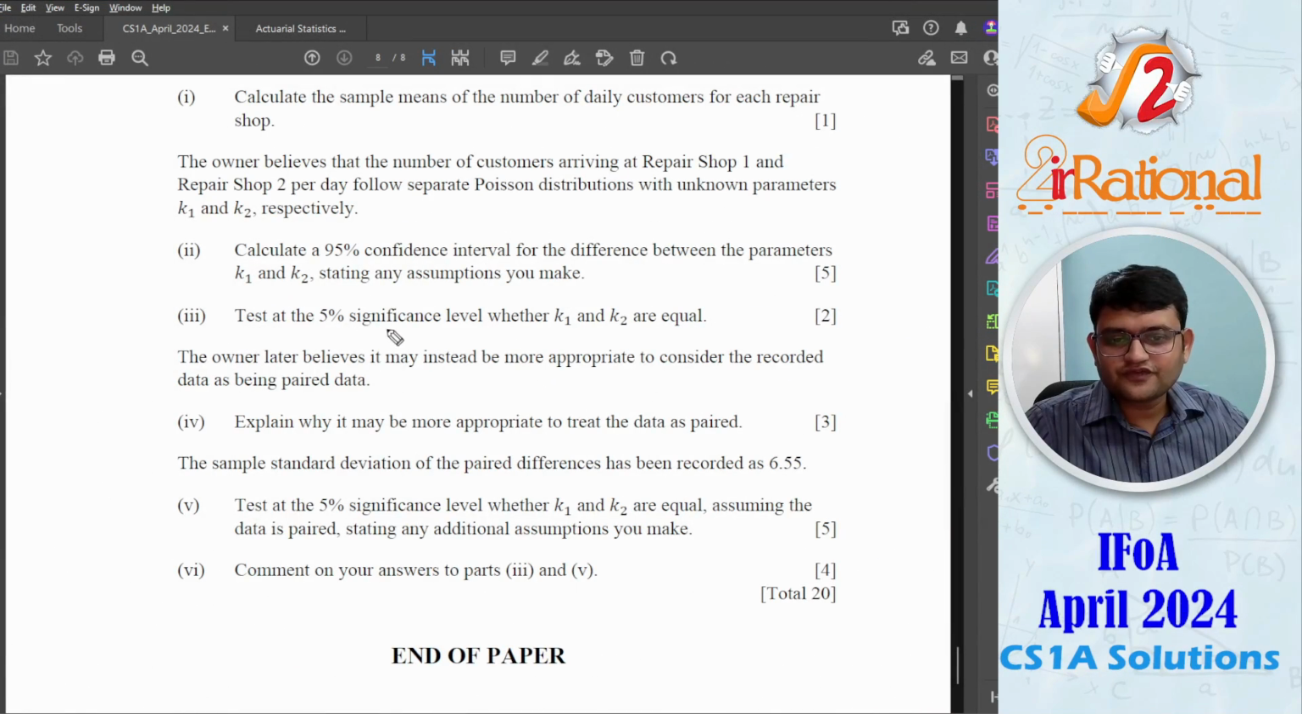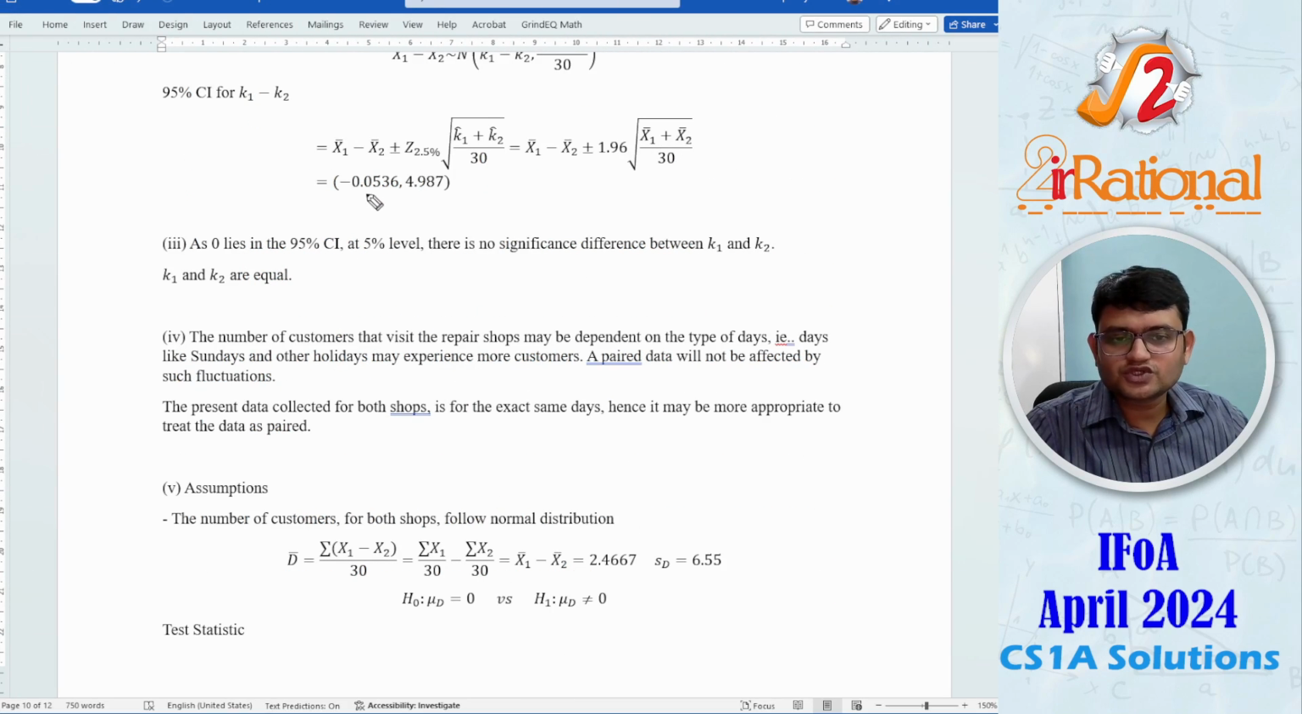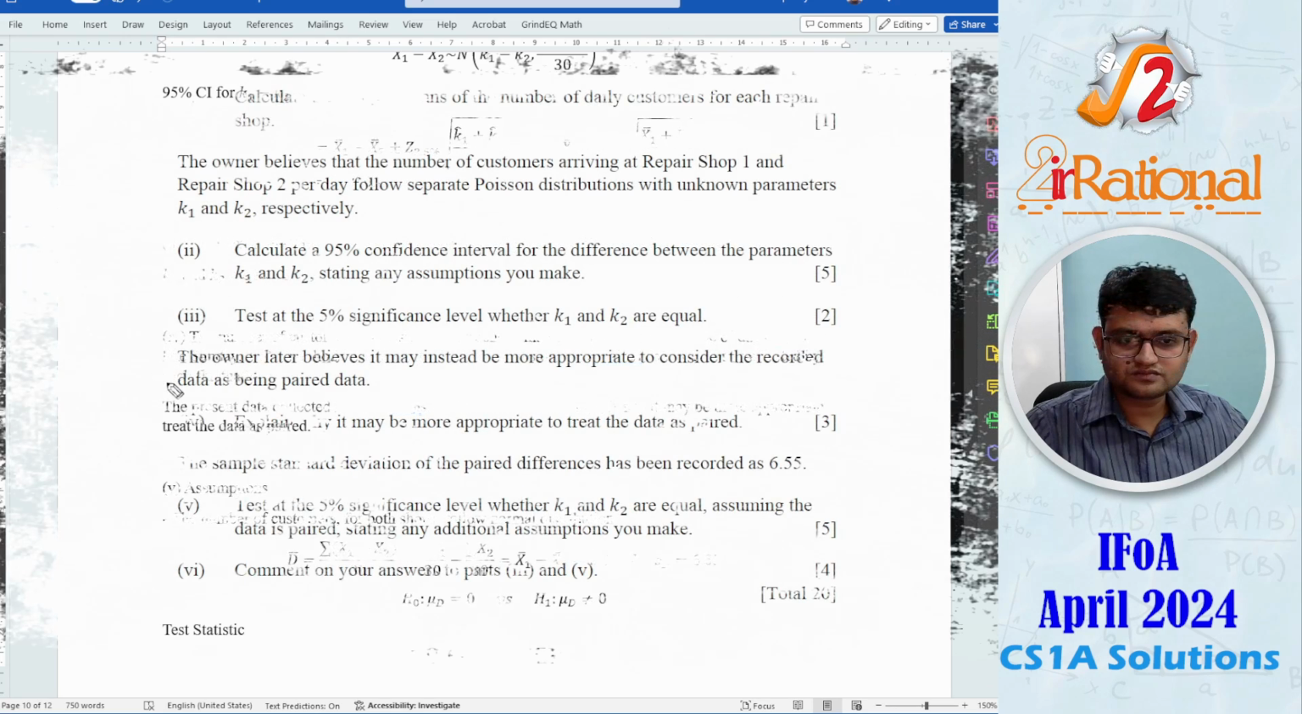Third part, test at 5% significance level whether K1 and K2 are equal. You can use this confidence interval because that is also at 95% confidence, or you can do the whole hypothesis testing again. Both are fine. I've just used this confidence interval. So we'll say as 0 lies in the 95% confidence interval, at 5% level, there is no significant difference between K1 and K2. That means K1 and K2 are equal.